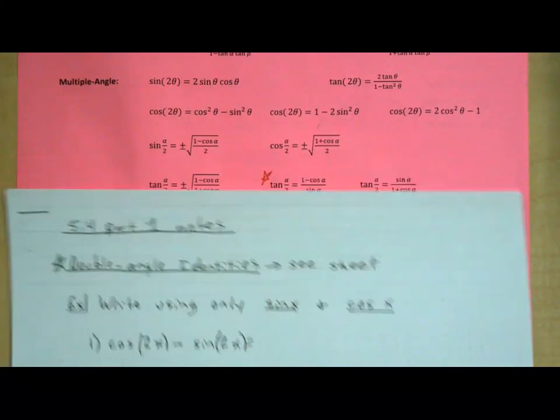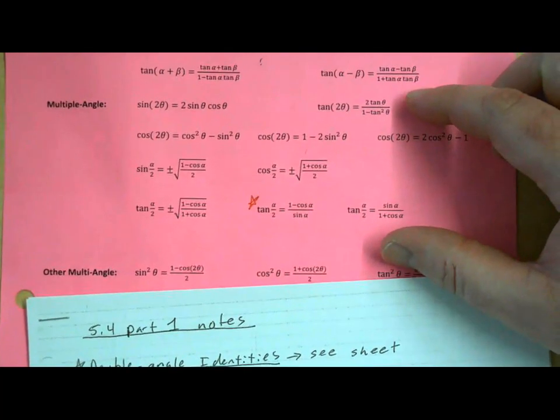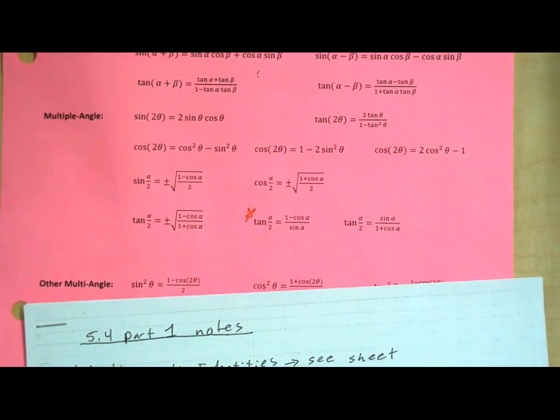All right, I want you to have a look through the multiple angle identities. So this is going to be our focus today. Just have a look through there. I want you to see what you notice about those, 10 or 12 identities there.